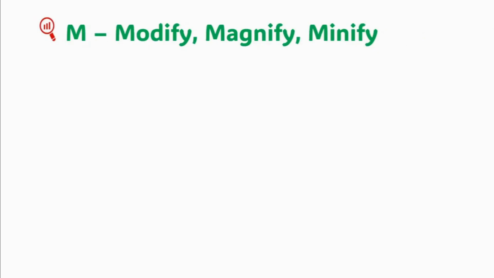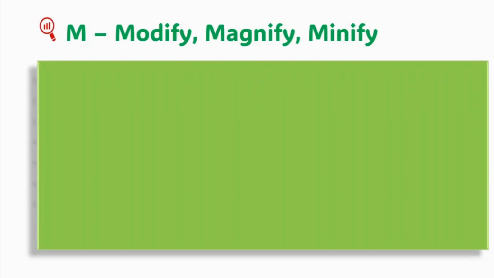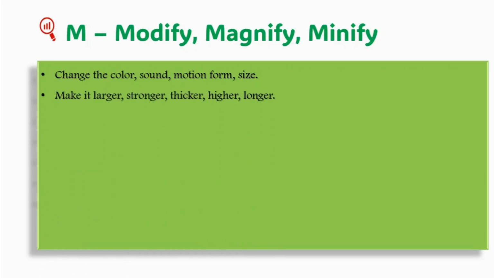Okay, now comes the next step, M for modify, magnify, and minify. When you are at the M step, you must think about these questions, right? Change the color of the existing product, change the sound, motion, form, size, etc. Then try to make it larger, stronger, thicker, higher, longer. Then try to make it smaller, lighter, slower, less frequent, and reduce. Ultimately, we are just trying to modify, magnify, or minify the features which are existing, right?